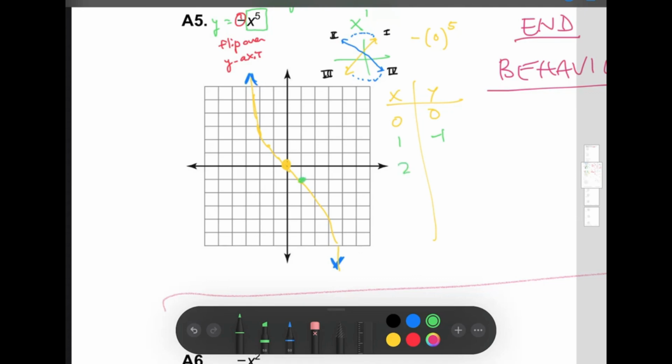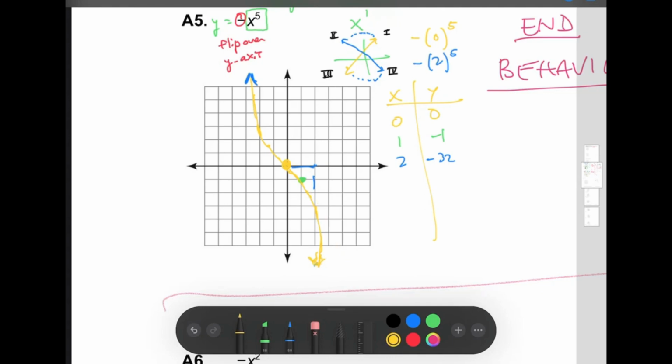If you do negative 2, remember it's not negative 2, it's 2 to the 5th power, which gives you 4, 8, 16, 32, and the opposite of 32 is negative 32. So you'll have 2 and some really negative number way down here. Okay, let's erase this.